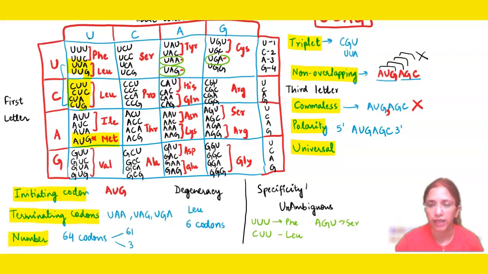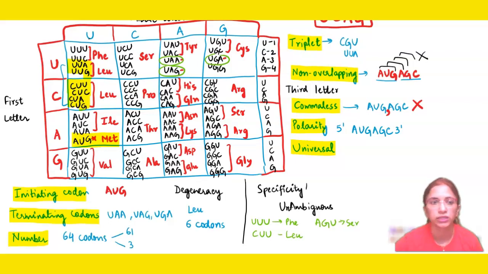Now the aspirants of the competitive exams, they can also prepare this genetic code, like phenylalanine is coded by how many codons? Leucine is coded by how many codons? Isoleucine is coded by how many codons?